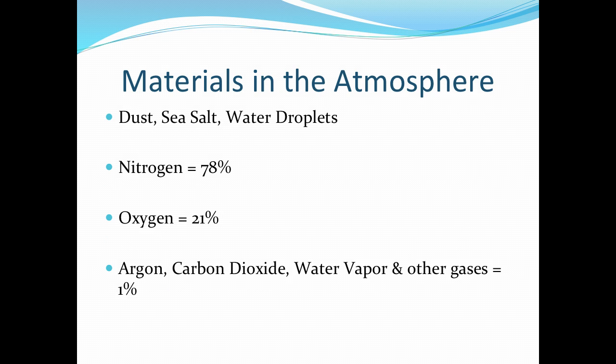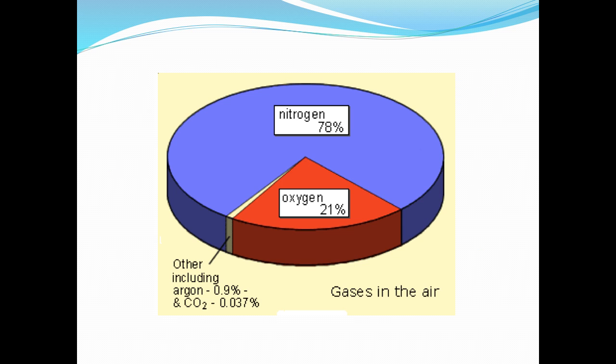The materials that make up the atmosphere include dust, sea salt, and water droplets suspended in the atmosphere. Nitrogen makes up 78%. Oxygen makes up 21% of the atmosphere. And argon, carbon dioxide, water vapor, and other gases make up 1%. And this is a pie chart just to show you the relationship between nitrogen, oxygen, and the other gases that make up the atmosphere. As you can see, nitrogen makes up the majority of the atmosphere compared to oxygen.